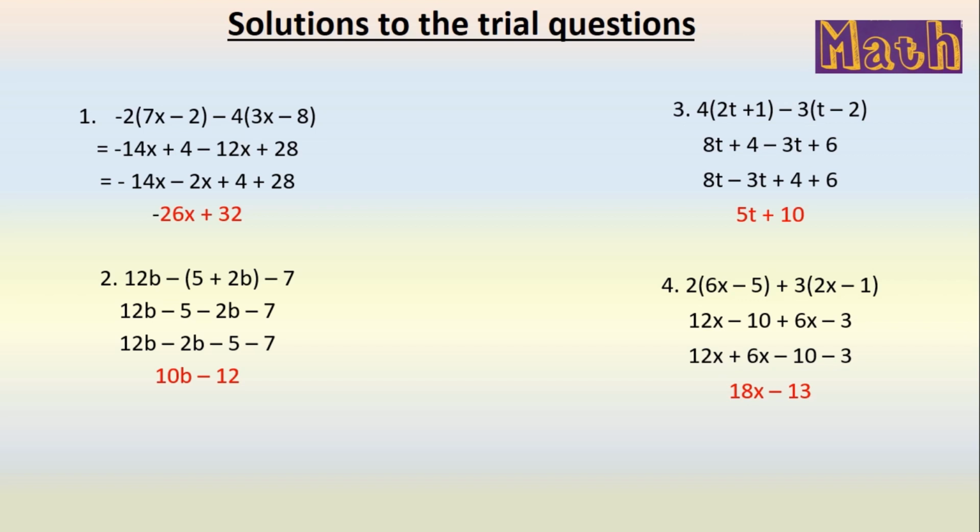Followed by 2 into bracket 6x minus 5 bracket close, then plus 3 into bracket 2x minus 1 bracket close. And the answer is 18x minus 13.